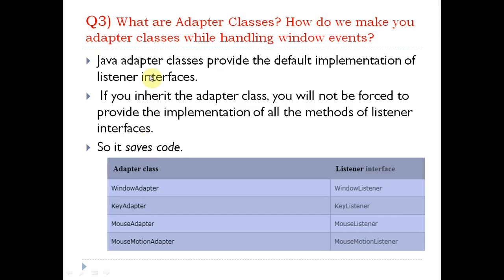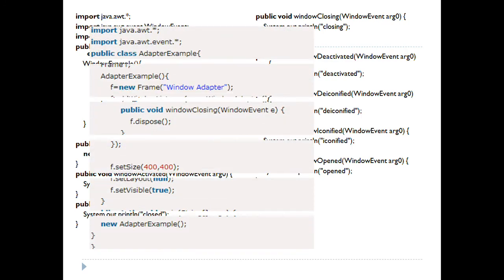Now again we can go to the definition. If you inherit the adapter class, you will not be forced to provide the implementation of all the methods of listener interface. So we can save the code. And these are the different listener interfaces: window listener interface, key listener interface, mouse listener interface, and mouse motion listener interface. And the corresponding adapter classes are window adapter class, key adapter class, mouse adapter class. Okay, so that's all about these three topics.